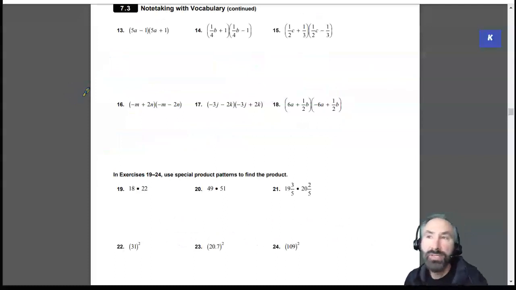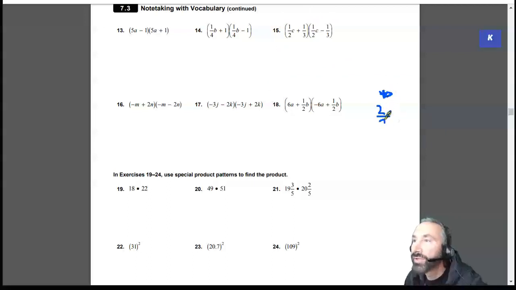All the problems on page 217 are pretty straightforward, but on 218 you'll find some trickiness. Like you might have this 1/4 b plus 1 times 1/4 b minus 1, and maybe some of you will need a little refresher on how to multiply and add fractions. Look at this one, look at 15: 1/2 c plus 1/3 times 1/2 c minus 1/3. I can give you a little example of how to do something like that.